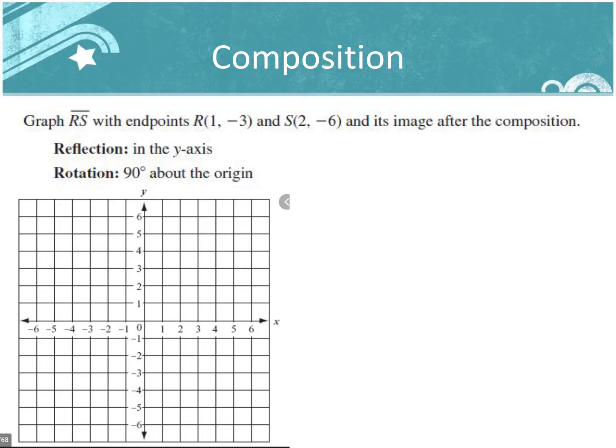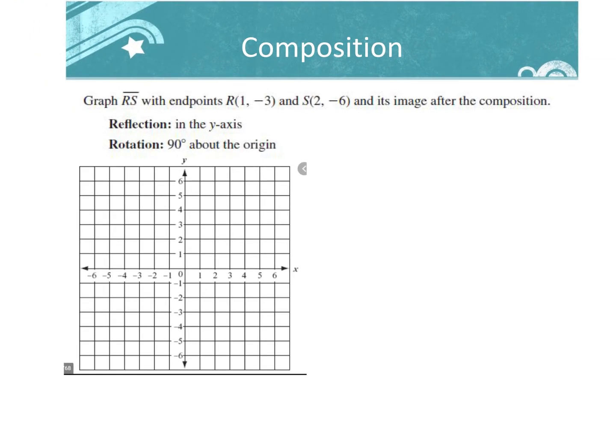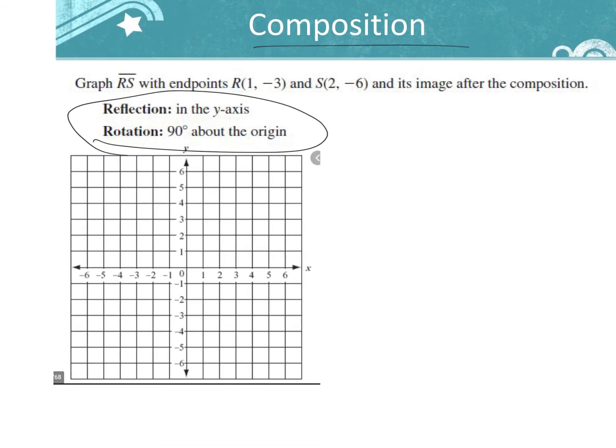Positive and then a negative? Oh, okay. Let's try another one. This is a composition because it's two transformations. What does composition mean? Two transformations or more, okay? So what kind of transformations do we have? A reflection and a rotation. Very good, okay? Which one comes first? The reflection, and then we do the rotation. Make sure you're following the order that it's given in, okay?